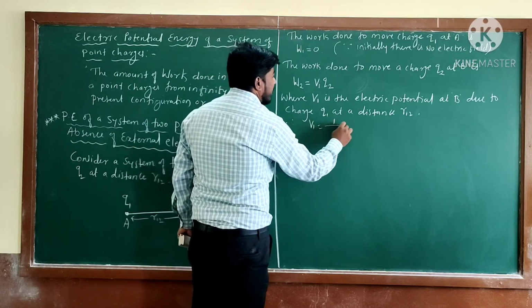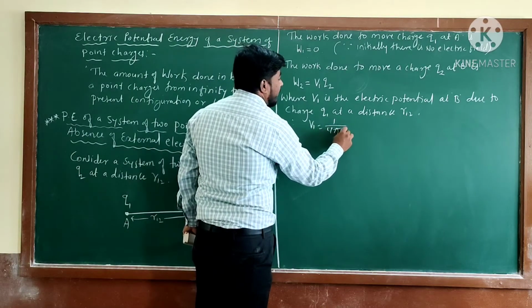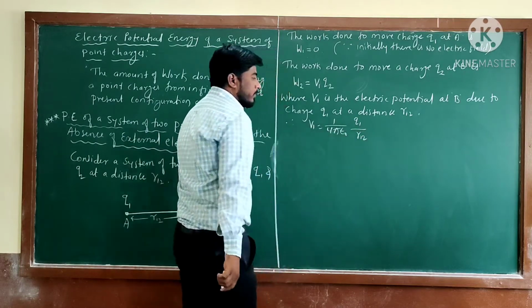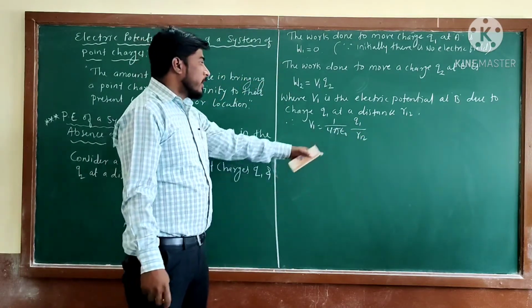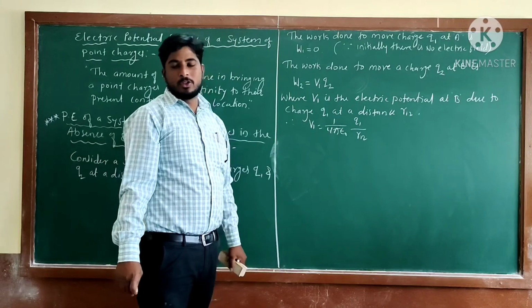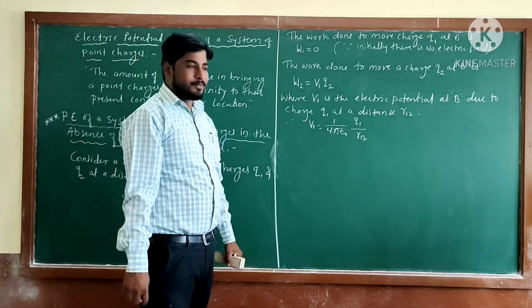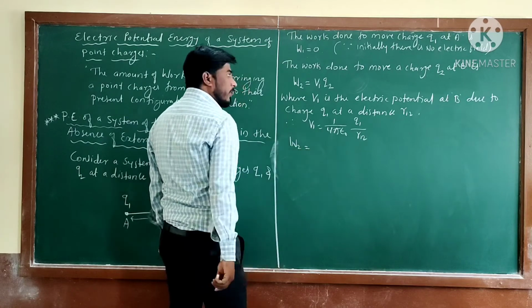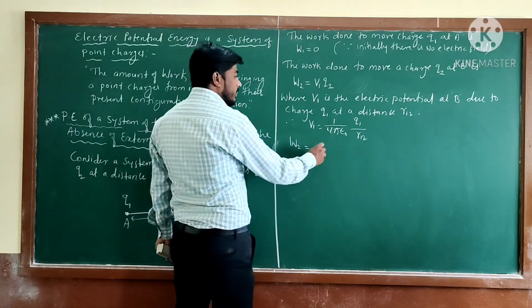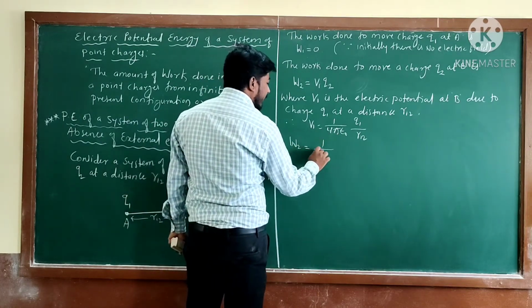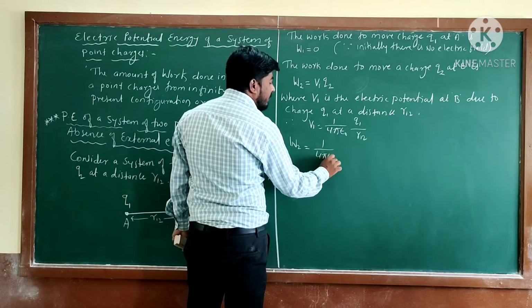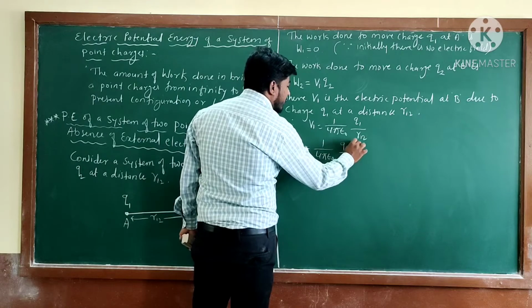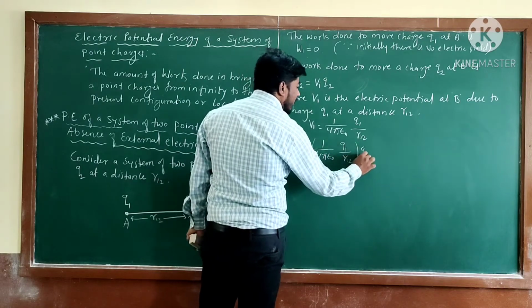Therefore, V1 is given by 1 by 4 pi epsilon naught Q1 by R12. So its absolute value W2 is equal to 1 by 4 pi epsilon naught Q1 by R12 into Q2.